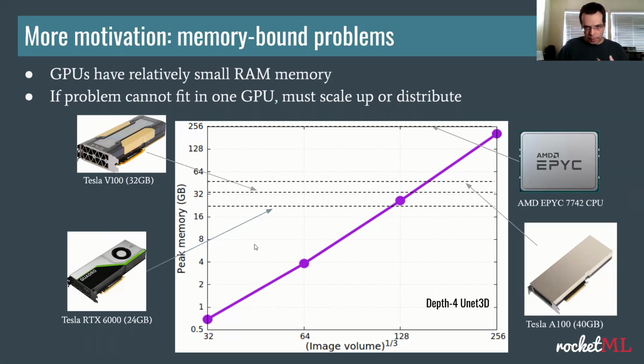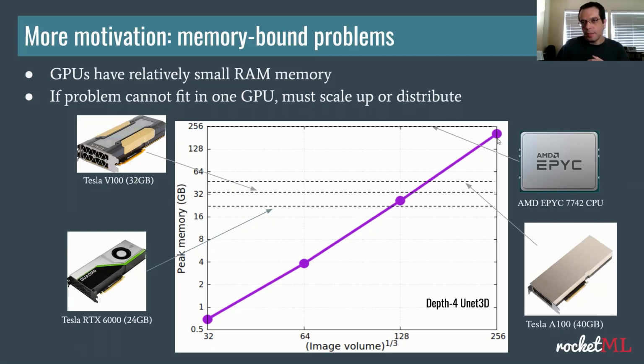Just an example of that situation. Here I show results from our experiments where we trained a 3D UNet network. And I show the peak memory during training as a function of the size of the samples used, the size of the images. And as one can see, just going from 64 cubed to 128 cubed, we in fact surpassed the memory capacity of the Tesla RTX 6000 GPU, which has 24 gigabytes of memory. And by doubling the linear size of the image once more, going from 128 cubed to 256 cubed, both the Tesla V100 at 32 gigabytes and the Tesla A100 at 40 gigabytes are not capable of solving this problem because we now need about 250 gigabytes of memory.